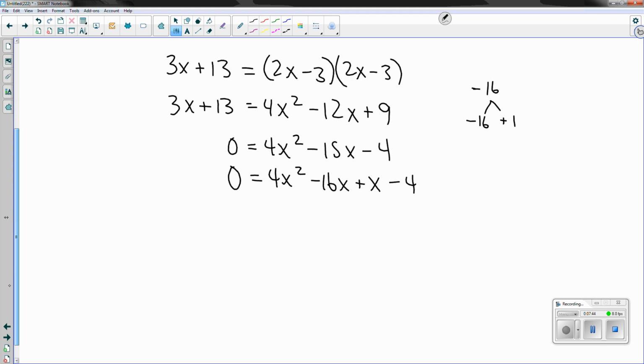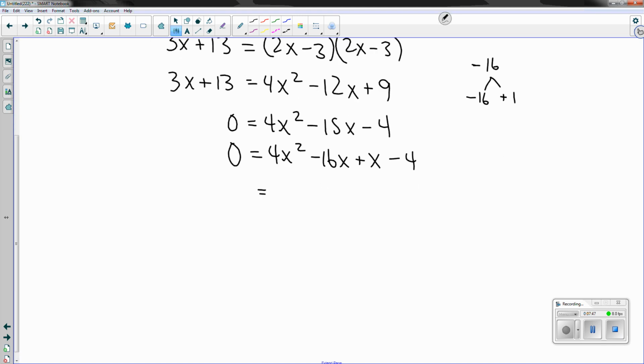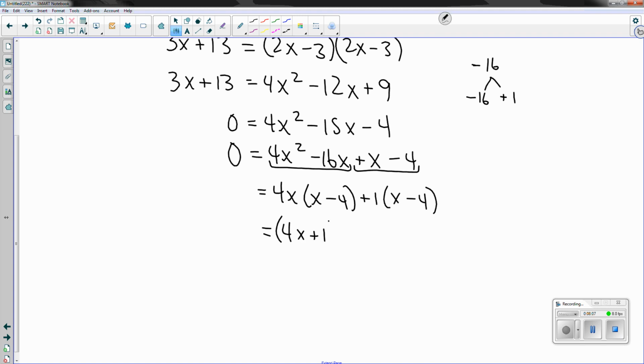Now we have a grouping problem. Take a GCF out of this first group here. Take a 4x out. We're left with x minus 4. For grouping to work, we need what's left over after removing a common factor from the second grouping to match what's left over in the first group. So all I have to do is pull out a positive 1. And we see that the factorization is 4x plus 1, x minus 4. And therefore, my solutions are negative 1/4 and 4.